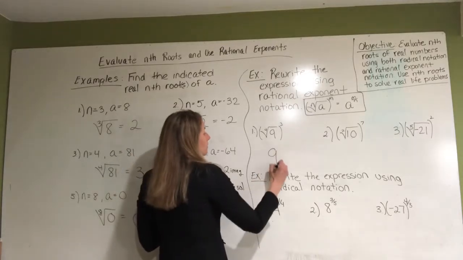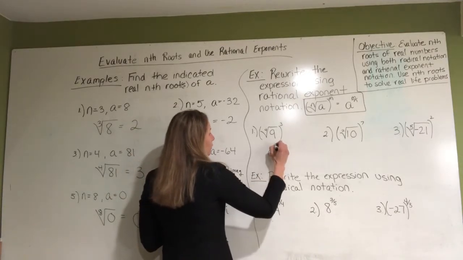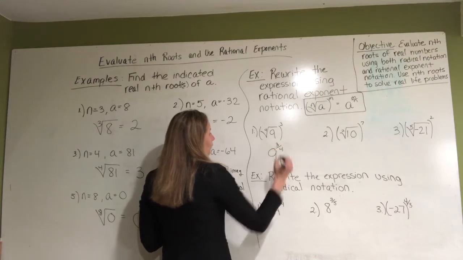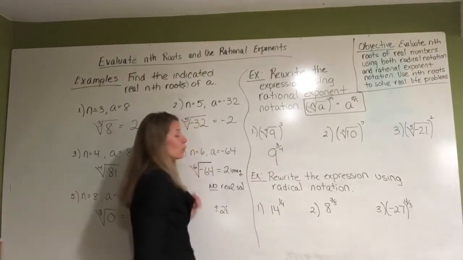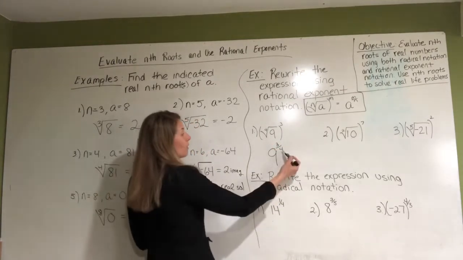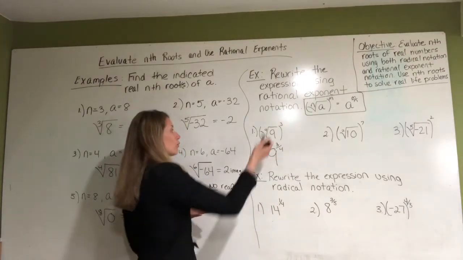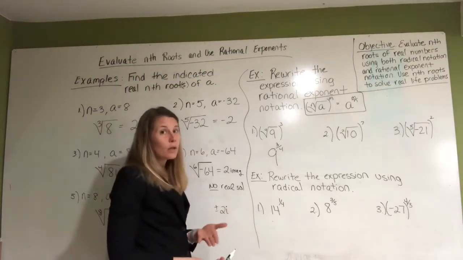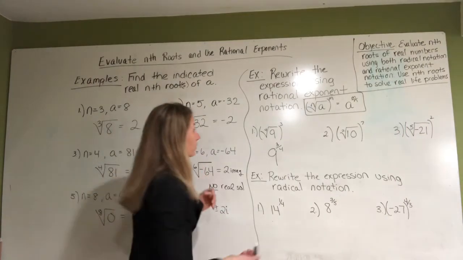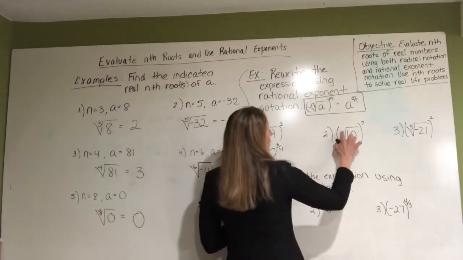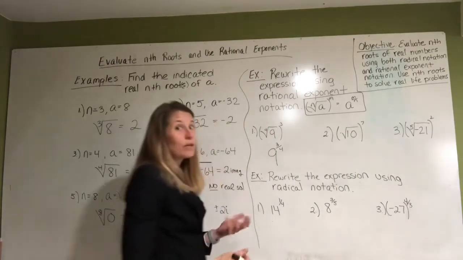So that's how we're going to set that up. So this is going to become 9 raised to 3 over 4. Notice my root, which was 4, this is a 4th root, is on the bottom. The power, which was the 3, is on the top, and that would be how I would rewrite this into rational exponent notation.